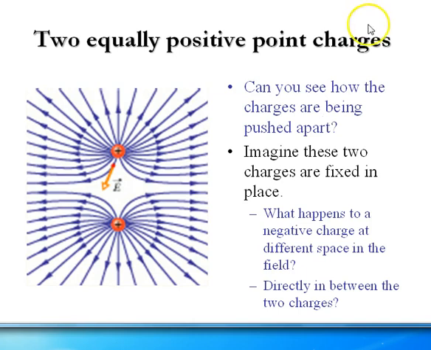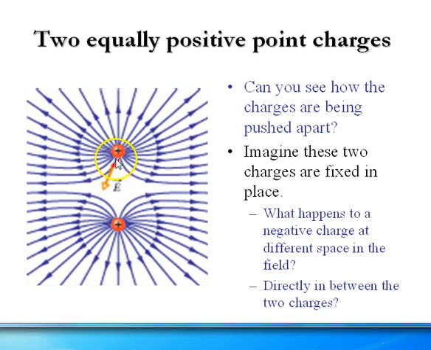Here we show two equally positive point charges. These positive point charges have their radial distribution, but we need to, again, superimpose the electric field everywhere in the region. We do see that it's being pointed away. We see that the density is greatest right at the point charges. It decreases as we move away from the point charges. And if we look at the center between the point charges, there's going to be zero electric field.